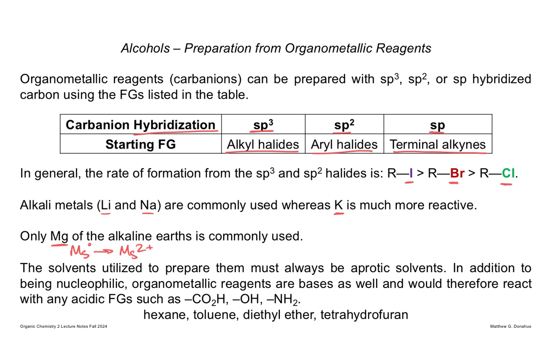The other important thing to note is these reactions must use aprotic solvents. So you cannot use any sort of functional group that has an acid, an alcohol, or an amine. So things like hexane, toluene, diethyl ether, or the cyclic ether, tetrahydrofuran. Those are solvents that you run these in because they will not interfere with the reactivity of the carbon anion.